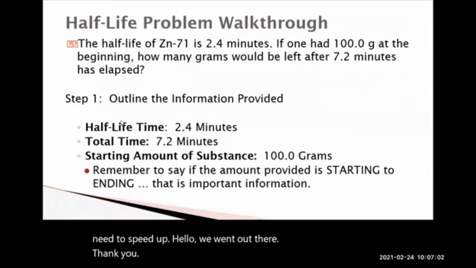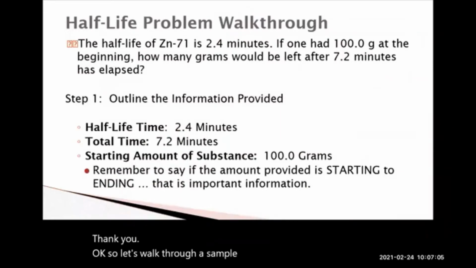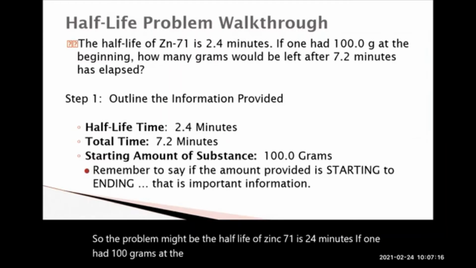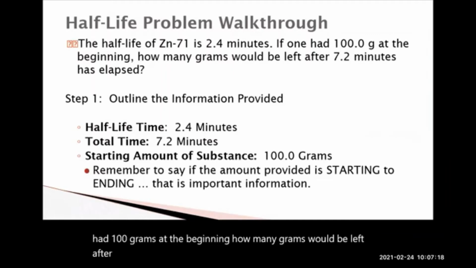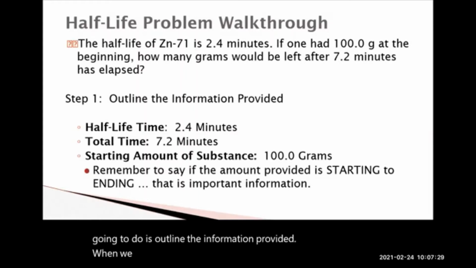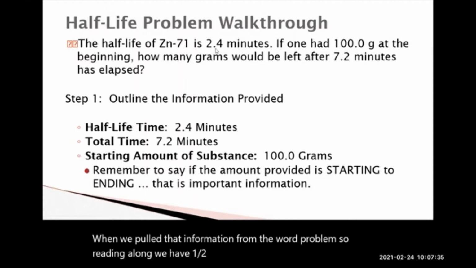Okay, so let's walk through a sample half-life problem. A problem might be: the half-life of zinc-71 is 2.4 minutes. If one had 100 grams at the beginning, how many grams would be left after 7.2 minutes have elapsed? The first step you're always going to do is outline the information provided, pulling that information from the word problem. Reading along, we have a half-life of 2.4 minutes, so our half-life time is 2.4 minutes.